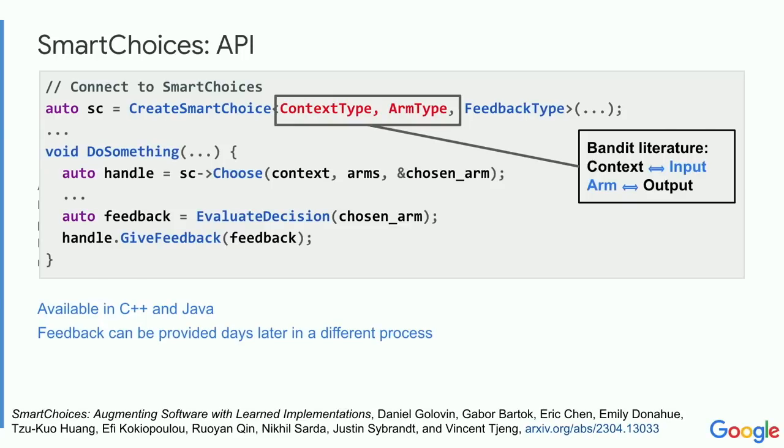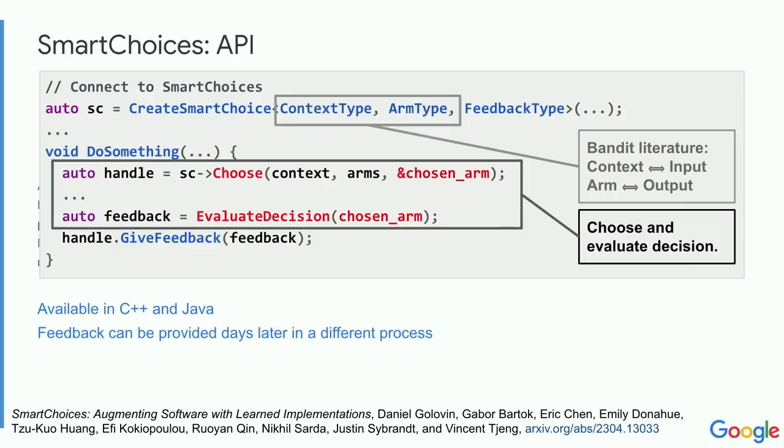You can create a choice of some context, and then the arm type is the set of decisions you're trying to make a choice over. The context type is the set of information you want to use in order to help learn that decision. And then you make a choice, and later you can get some feedback about how good that choice was. And then the system will take that feedback and use that to hopefully improve the decisions over time.